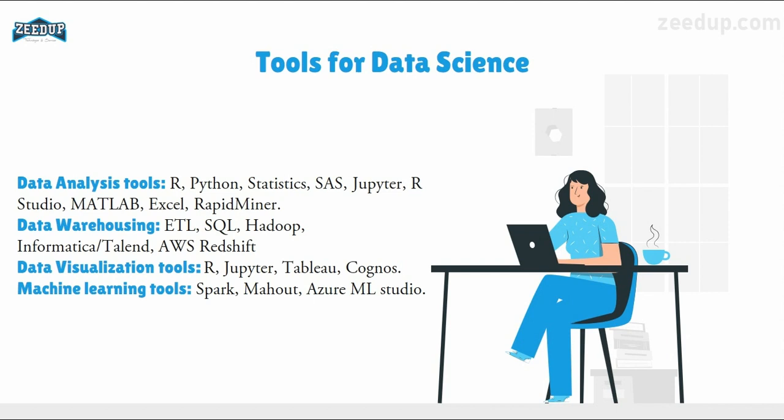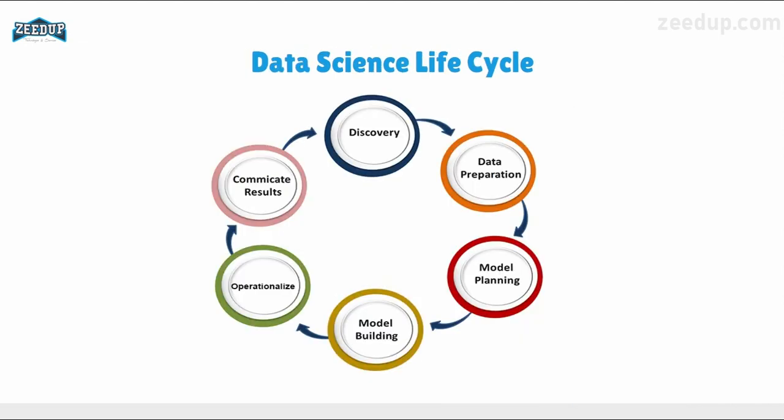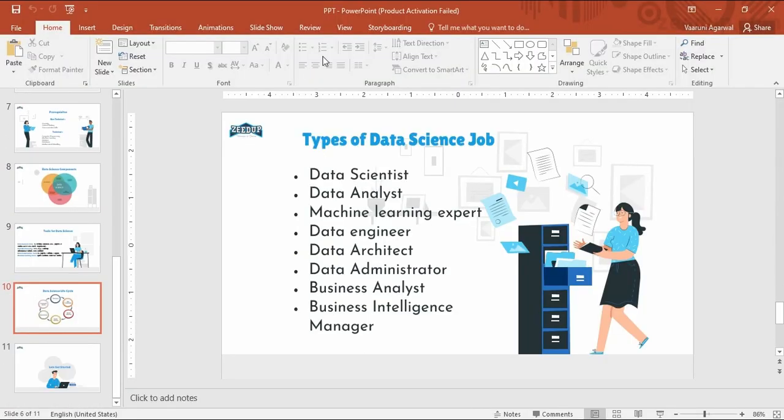Data visualization tools help us to plot the different kinds of charts and graphs so that we can visualize and understand the data. These include R, Jupyter, Tableau, Cognos, and Power BI. Machine learning tools help us to create and use machine learning algorithms on the data, which include Spark, Mahout, Azure ML Studio, etc. Now, what is the data science life cycle, or how do things go in the field of data science? This is something that we will see in the next video.